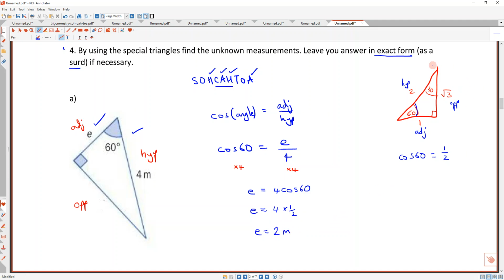Now I do need to see this triangle in order to get the marks. If you just put this straight in your calculator and got a half, I'm afraid that's not good enough. We need to see the triangle, okay?